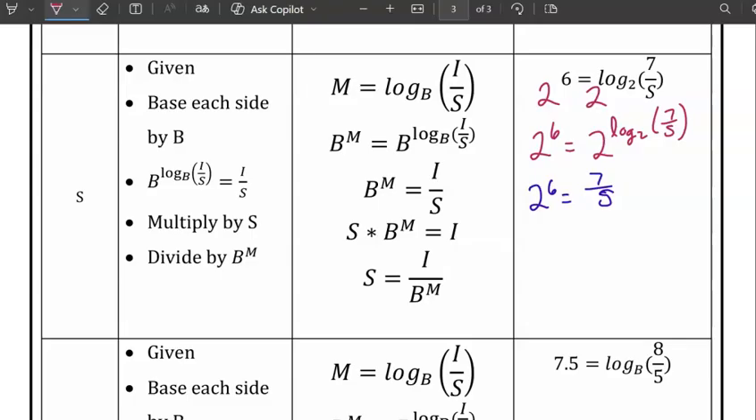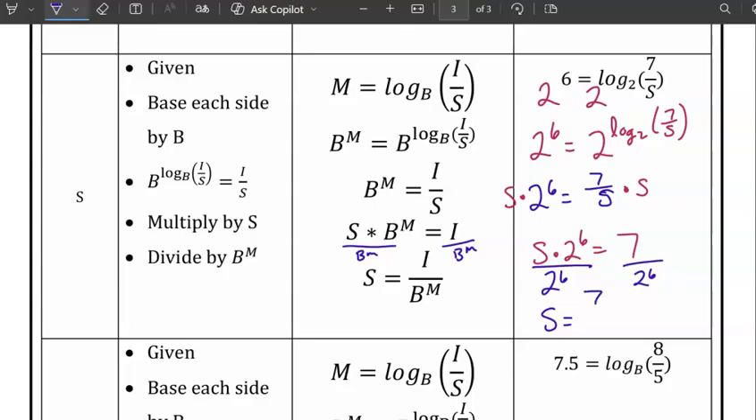Multiply each side by s. And then we'll get s times 2 to the 6th power equals 7. And then the last step, divide each side by b to the m power, which is 2 to the 6th power. s equals 7 over 2 to the 6th power.